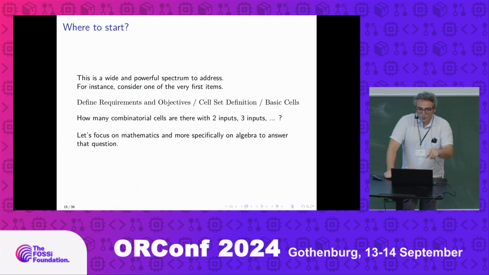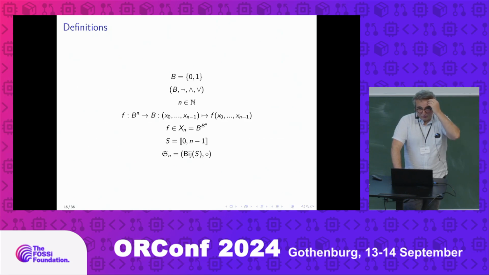If you just consider one of the first steps, you want to define the list of cells you are going to put in your library. So how can you broach this question? How many combinatorial cells do you have with 2 inputs, 3 inputs, 4 inputs, whatever? So you can use combinatorics. You may define a Boolean algebra, a Boolean function, and the symmetric group permutations.